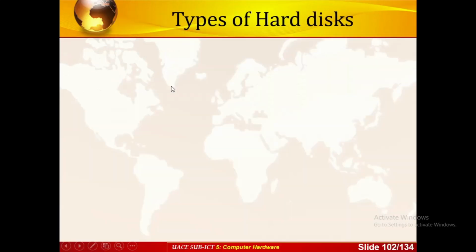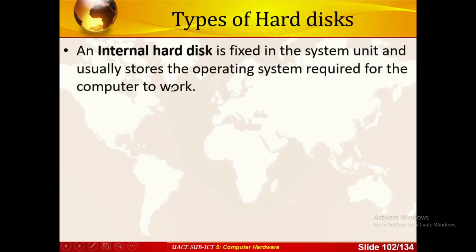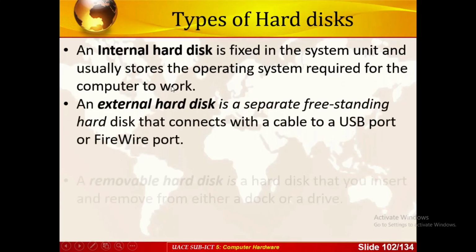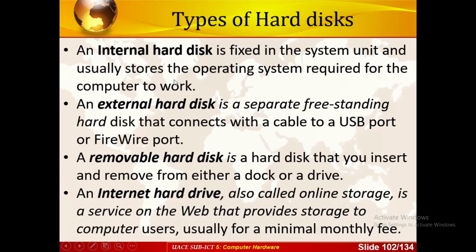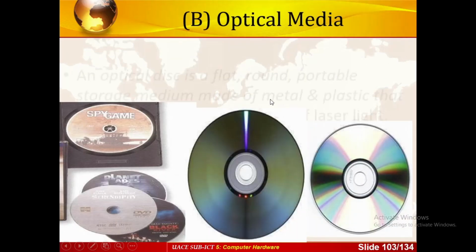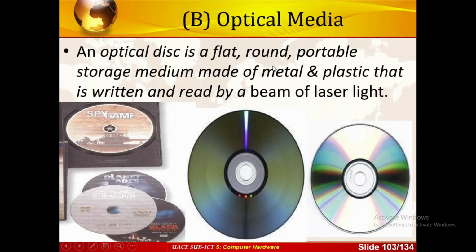They are also here. The types of hard disks we have: internal, external, a removable hard disk, and an internal hard drive. So all these are examples of hard disks. We have internal and external, the removable, and so on.